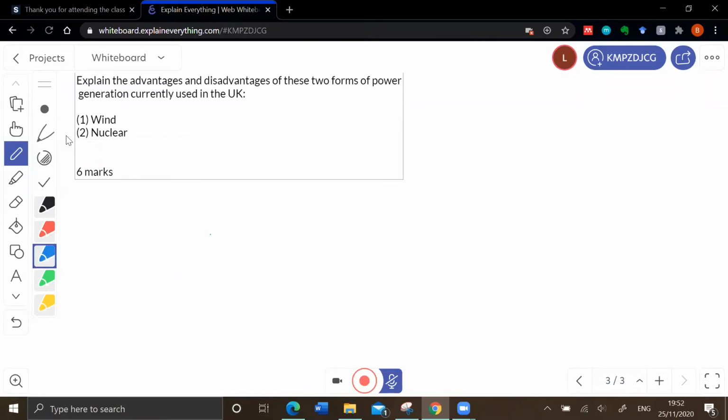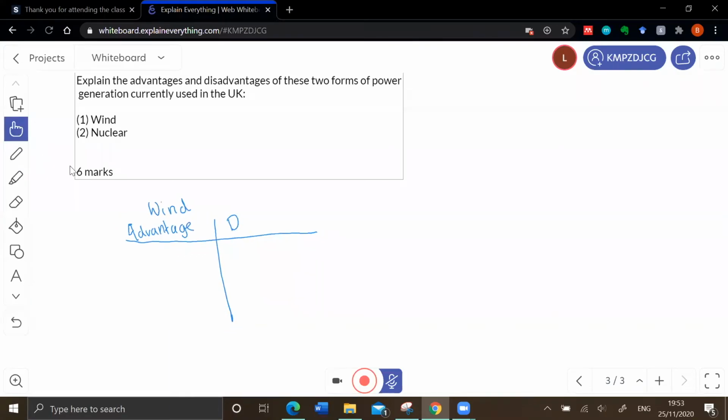Okay, disadvantages and advantages. When you look at a question like this, always draw yourself a little table. So wind. I'm going to do advantage and disadvantage. I'm going to zoom myself out so I have a bit more room.